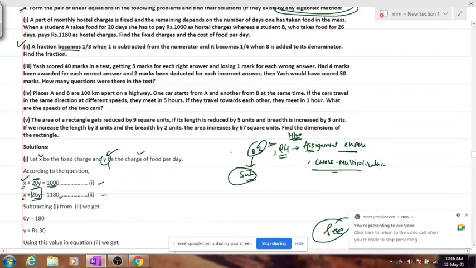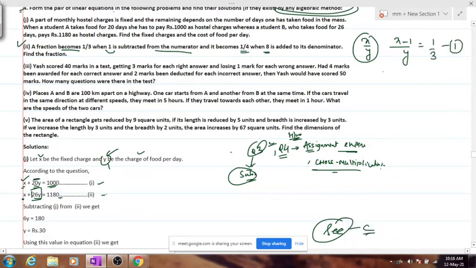The fraction becomes 1/3 when 1 is subtracted from the numerator and becomes 1/4 when 8 is added to the denominator. I think this will be a very simple ask for you all. If we consider x and y to be the fraction, then our first equation will become, we subtract 1 from the numerator, right? So (x minus 1)/y is equal to 1/3. This will be the first equation, and our second equation will be how much? It becomes 1/4 when 8 is added to the denominator. So x/(y plus 8) is equal to 1/4.